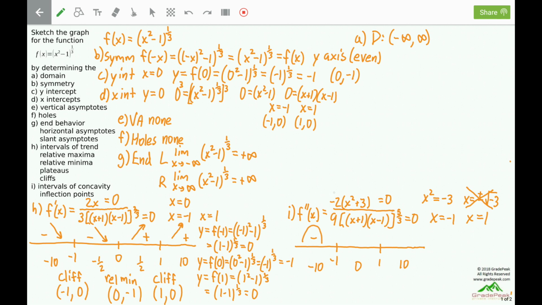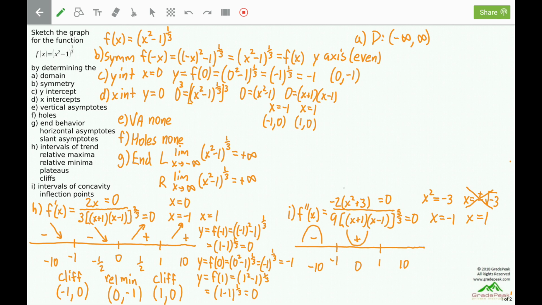Plugging in 0, 0 plus 1 is positive. 0 minus 1 is negative. Positive times negative is negative. Negative to the 5/3 power, because they're both odd, will be negative. The numerator is a negative over the negative, which will be positive. We have a positive second derivative. This corresponds to concave up.